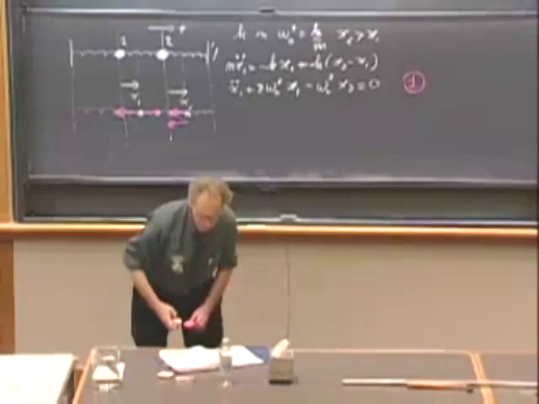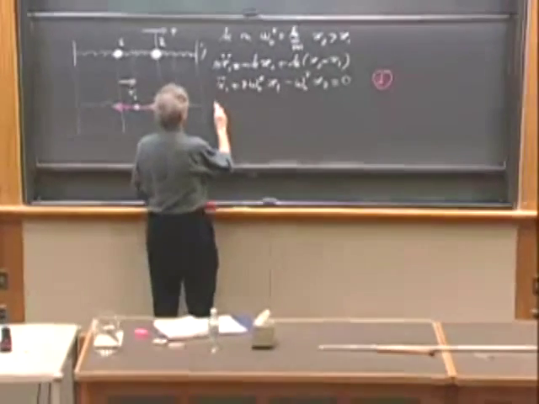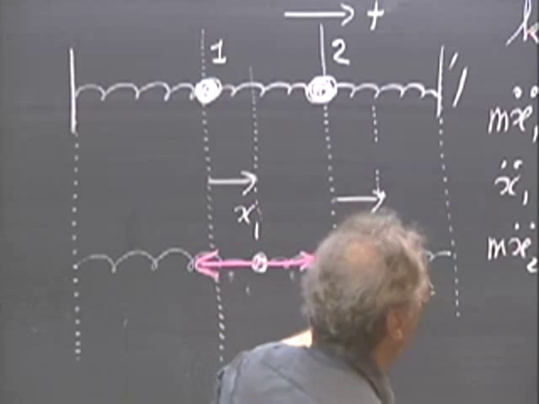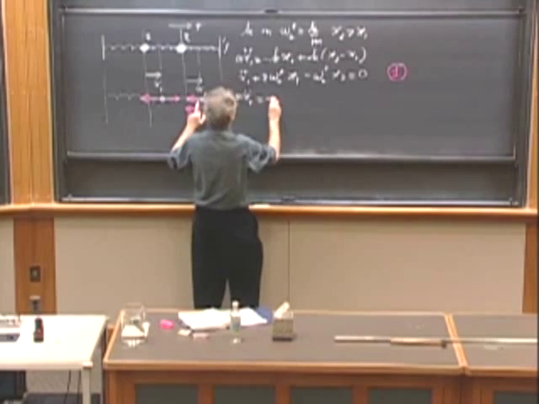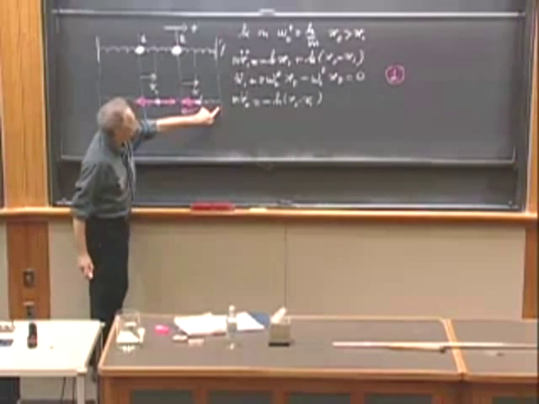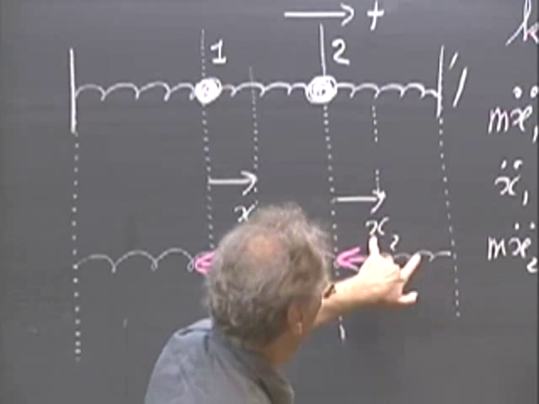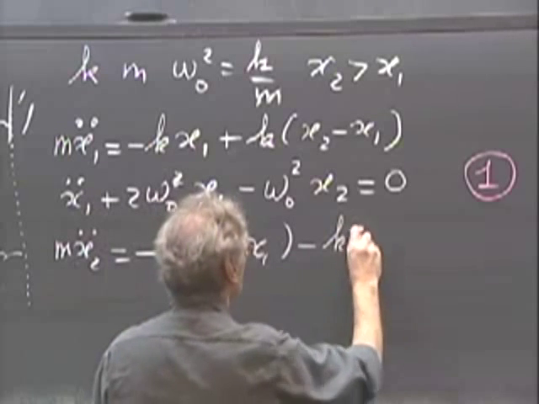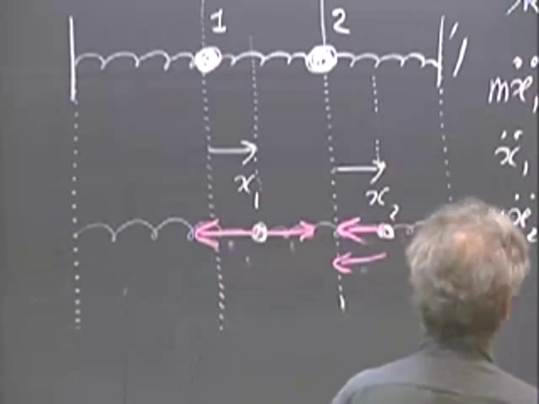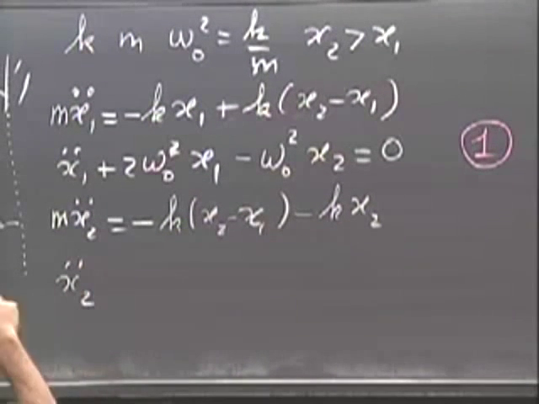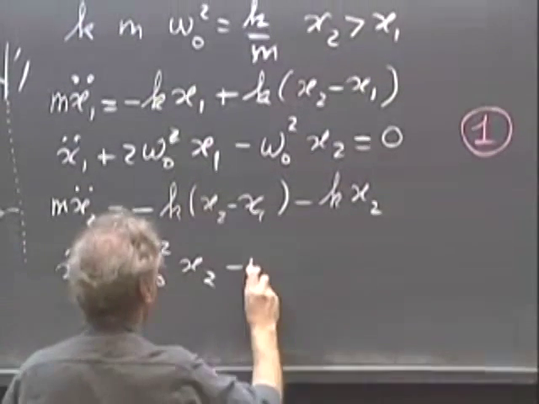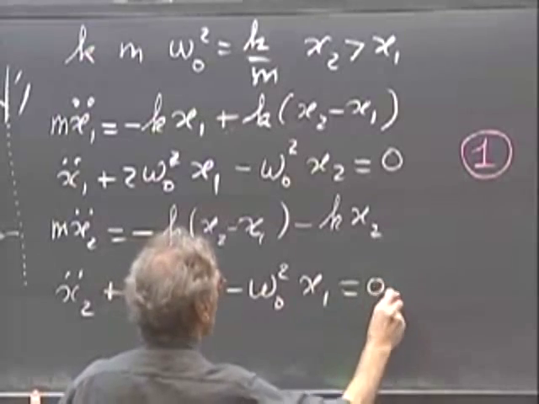So now I go to the second one. I get m x2 double dot. Now I have two forces both in the negative direction. First I have the one that drives this one away from equilibrium. So I get minus k times x2 minus x1. And then I have the force due to the fact that this one is shorter than it wants to be, by an amount x2. So I get minus k times x2. It's shorter by an amount x2 than it wants to be. And so I can divide m out. And so I get x2 double dot, and then I get plus 2 omega 0 squared times x2, and then I get minus omega 0 squared times x1 equals 0.